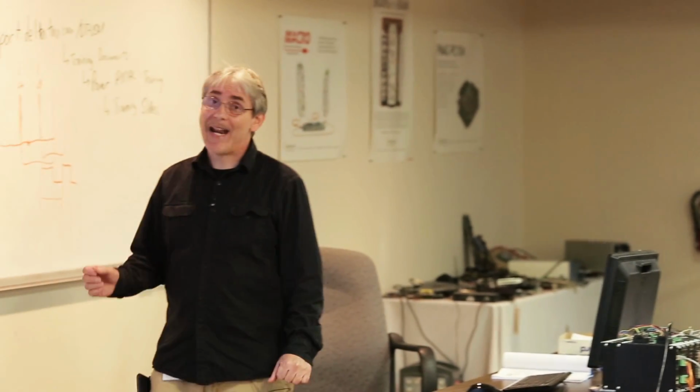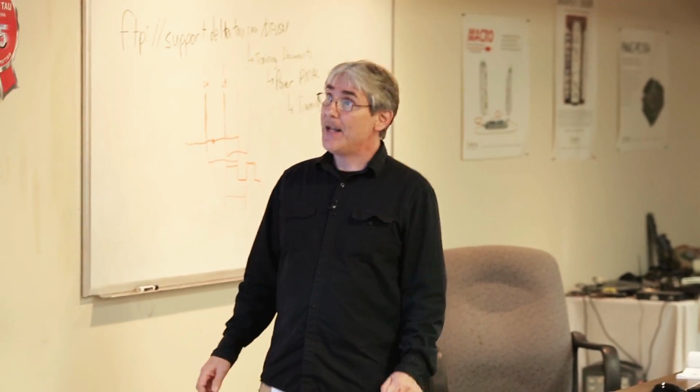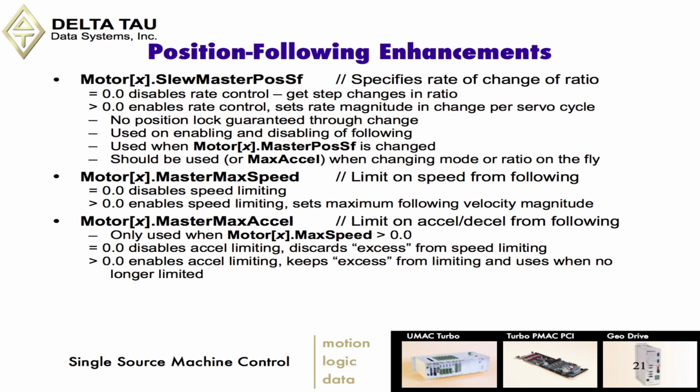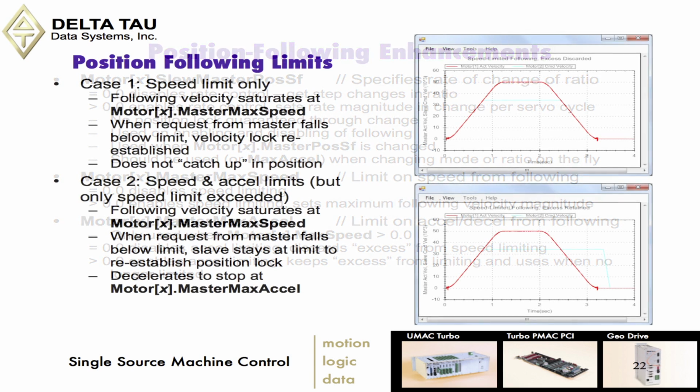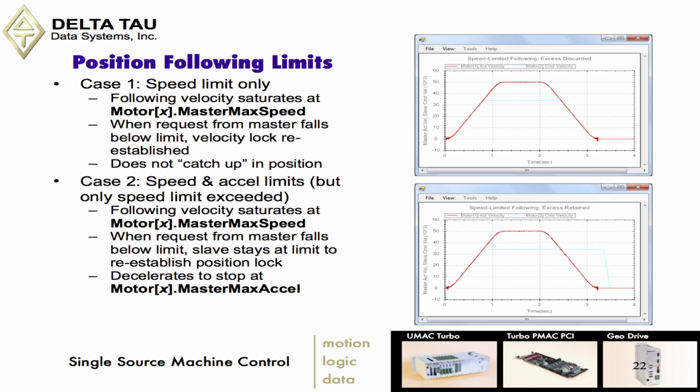Some of the position following enhancements we have in Power PMAC now are, there's a master position slew rate, so it specifies the rate of change of the ratio. There's also a master max speed that limits the maximum speed from following on the motor. And then there's a master max accel, which limits the acceleration and deceleration from following on the motor. Here's a few plots showing some of those advanced or enhanced features in action.